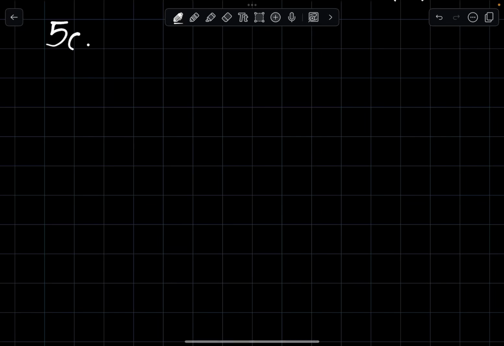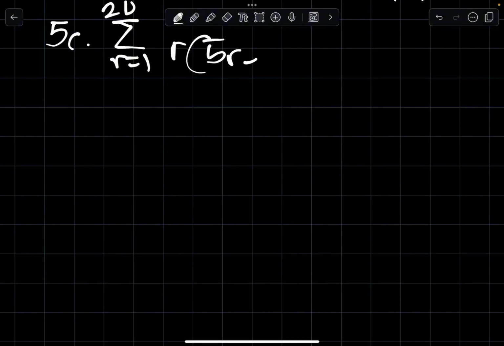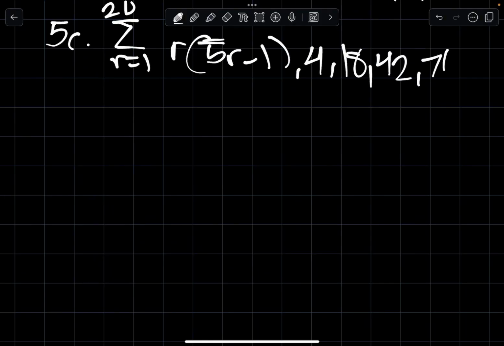5c. Now we're straying away from the infinities. Sigma from r equals 1 to 20 of r(5r minus 1). Don't forget about the r on the outside. And simple math gets us 4, 18, 42, 76, and 120.